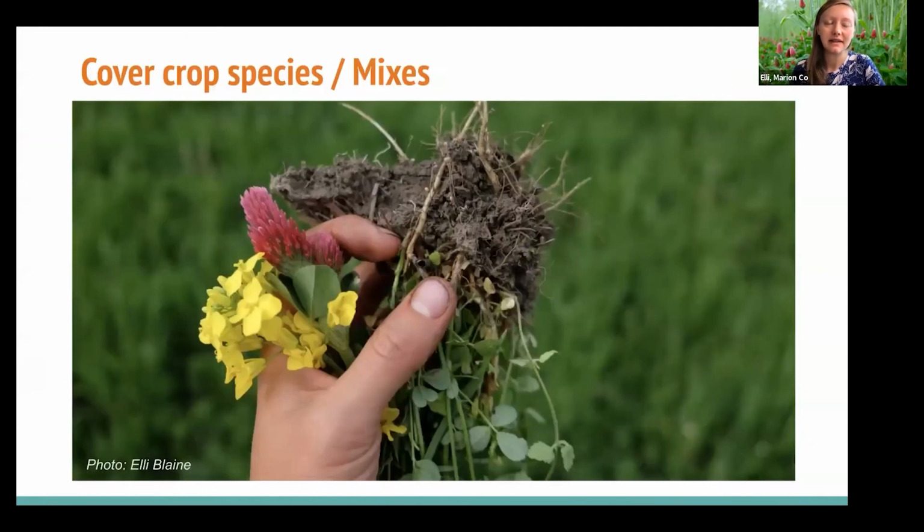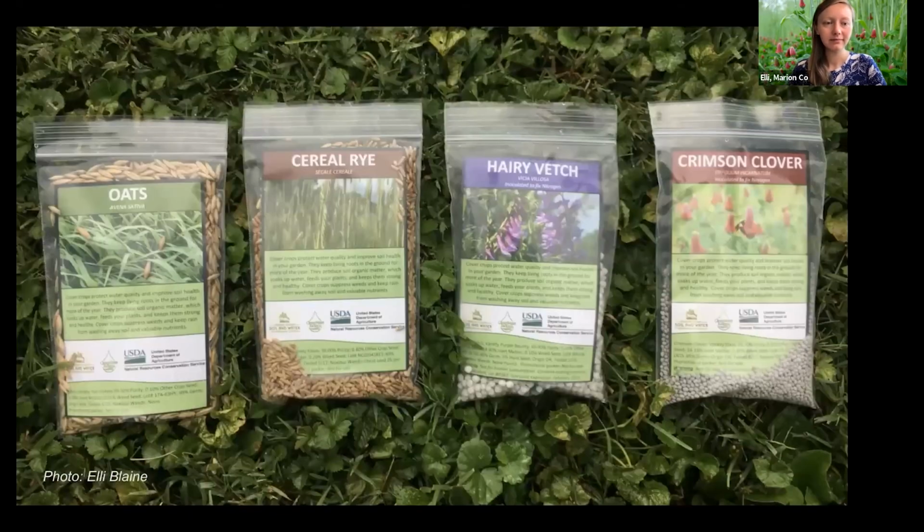And I'll delve into a few of the species I've been talking about here, as well as some mixes that you can try out. So my typical go-to species are oats, cereal rye, hairy vetch, and crimson clover. You see all of these being used on large fields as well, but typically in greater mixes. And you may most likely be using these as individual species or maybe a maximum of 3 or 4 species in a mix on a small scale, whereas you could have 15 or 20 different species on a large scale.